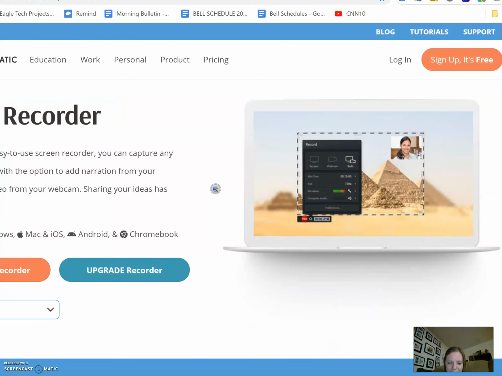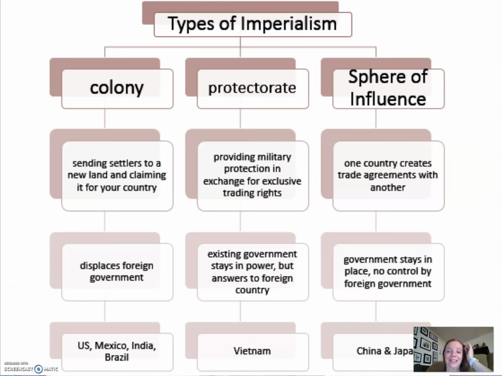Whoops, that's not what I meant to push. All right, I'll pause it and come right back. Sorry about that. I definitely clicked the wrong button that time.